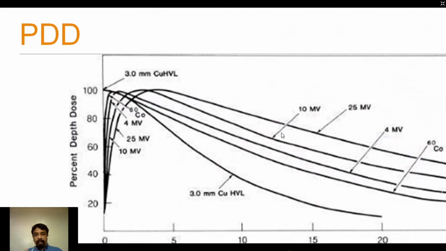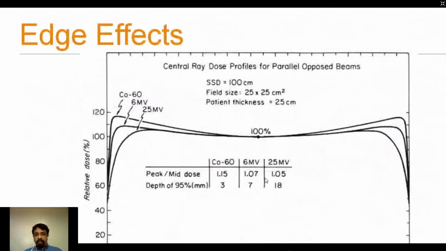Because when you want to treat a bulky patient, you need to have a higher penetration. If you use a lower energy, it will give a lot of dose on the skin. So for deep-seated tumors, you need to use a higher energy, and for superficial tumors, you try to use a lower energy or electron beam.